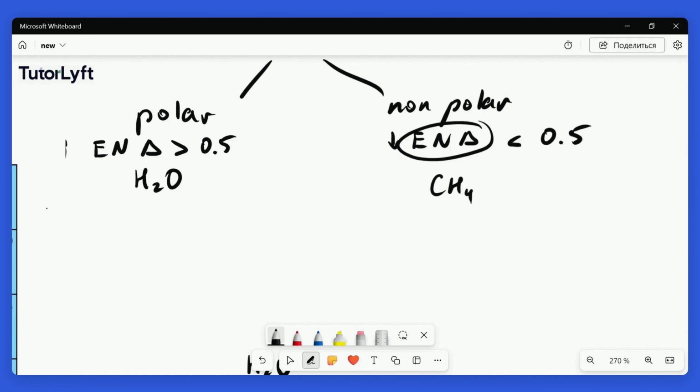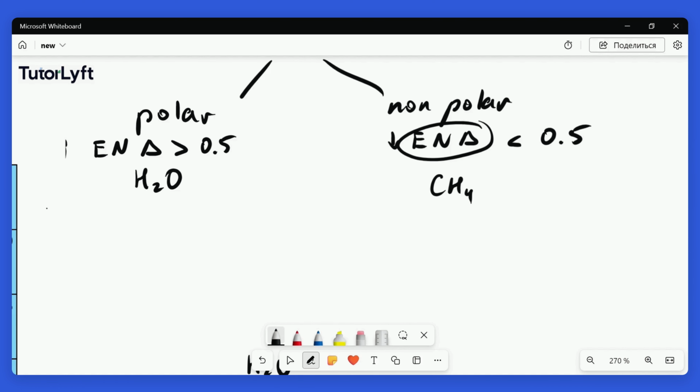So what's the point here? Polar compounds can only dissolve in polar solvents. That's how we know that some compounds can be dissolved in water, because water is a polar solvent. And we know that only polar compounds can be dissolved in polar solvents, such as water. Nonpolar compounds can be dissolved in nonpolar solvents. Basically the rule is like dissolves like. That's it.